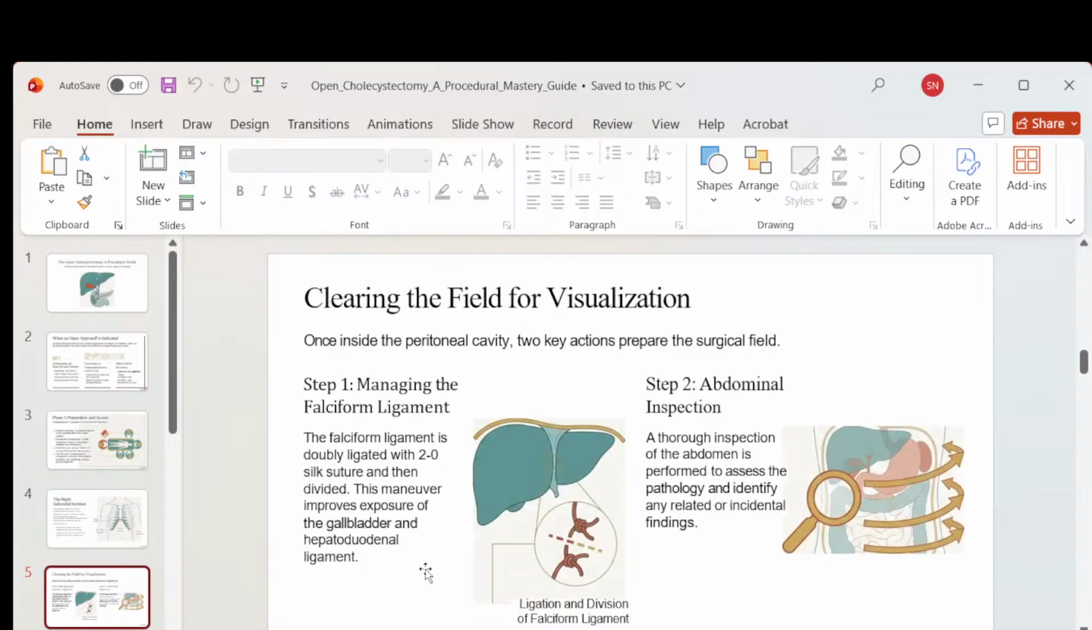So, in step 1, we have ligating the falciform ligament. In step 2, the abdominal inspection. Any pathology in the abdomen should be verified whenever you do a laparoscopic abdomen or an open abdomen also. A walkthrough should be given.